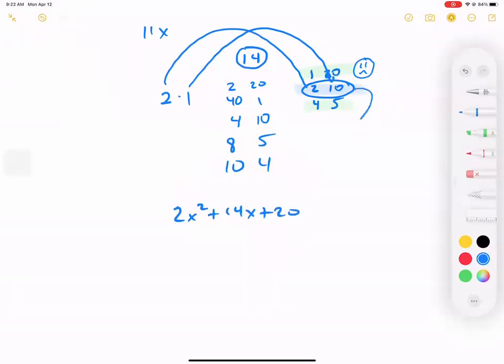Right. 2 times 10 is 20. 2 times 1 is 2. And then we were trying to combine to get 14.